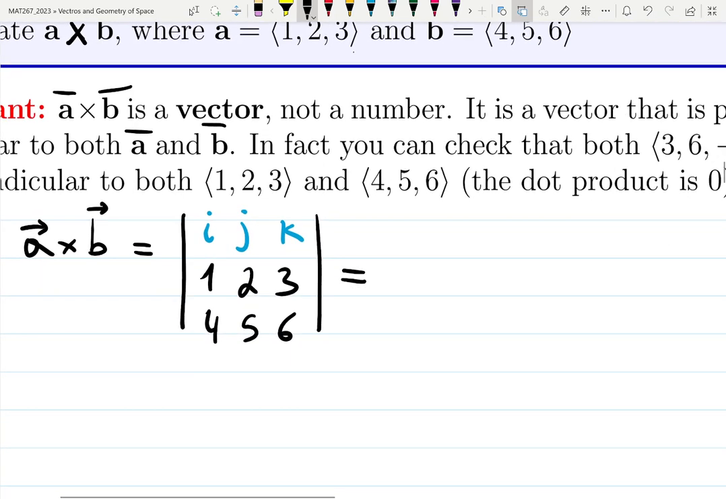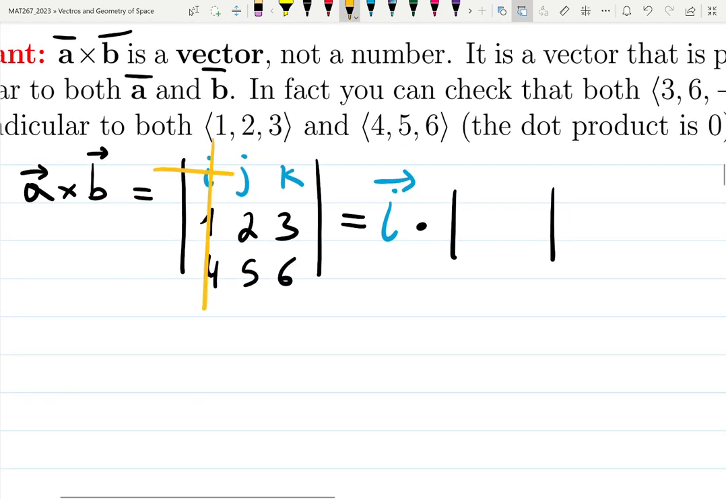And now we're going to perform what I just did with the previous example. i goes first. Here it is, and it's a vector. i is a vector. i is 1, 0, 0 if you don't remember. Times the first determinant. Who wants to tell me? 2, 3, 5, 6. I'm dropping the row and column, and I see the leftover: 2, 3, 5, 6. Amazing. Good job.